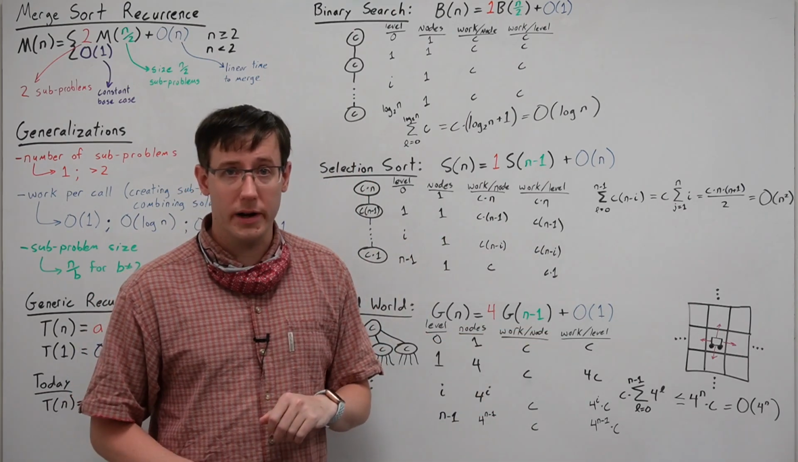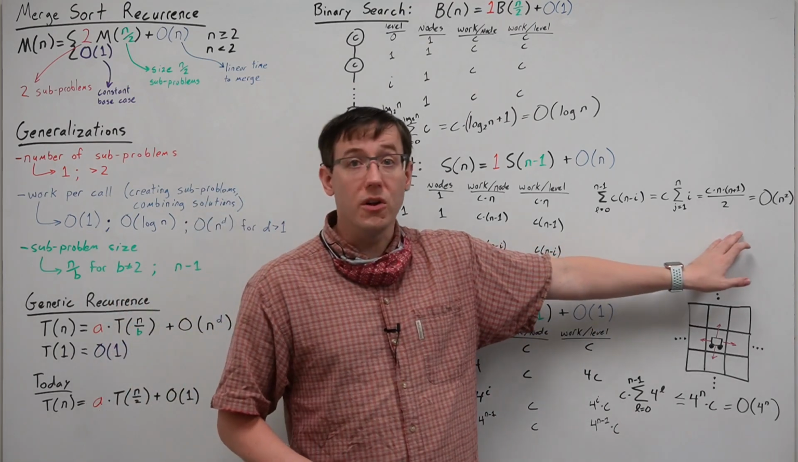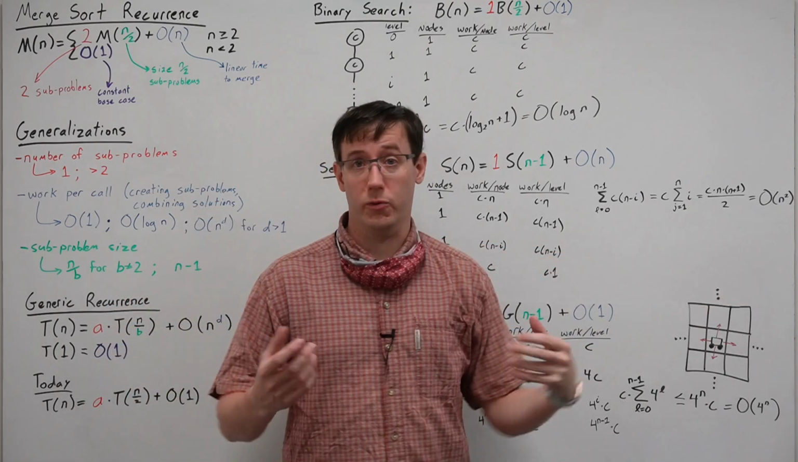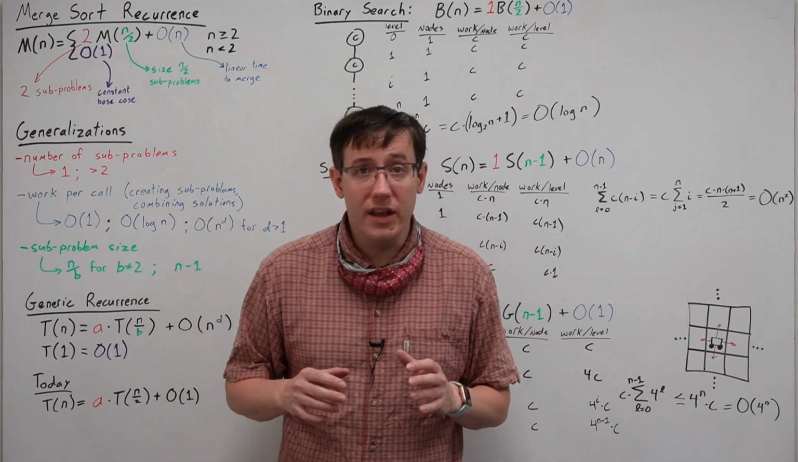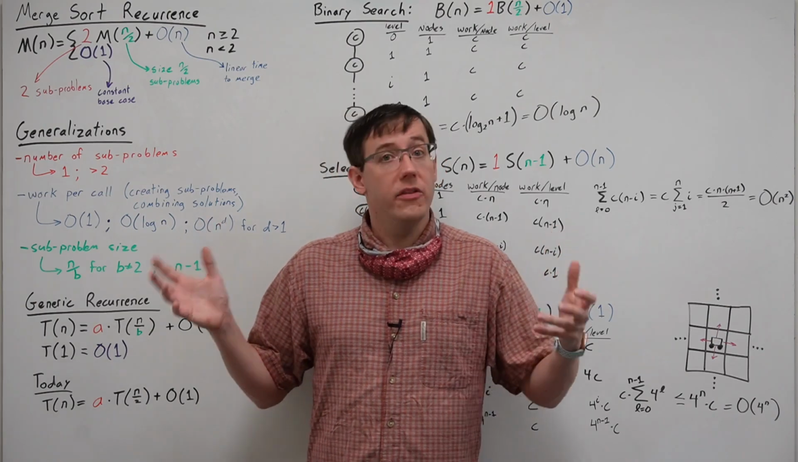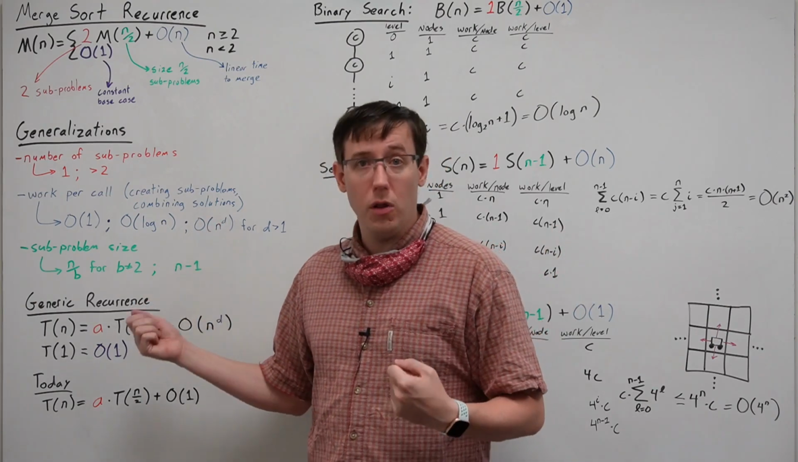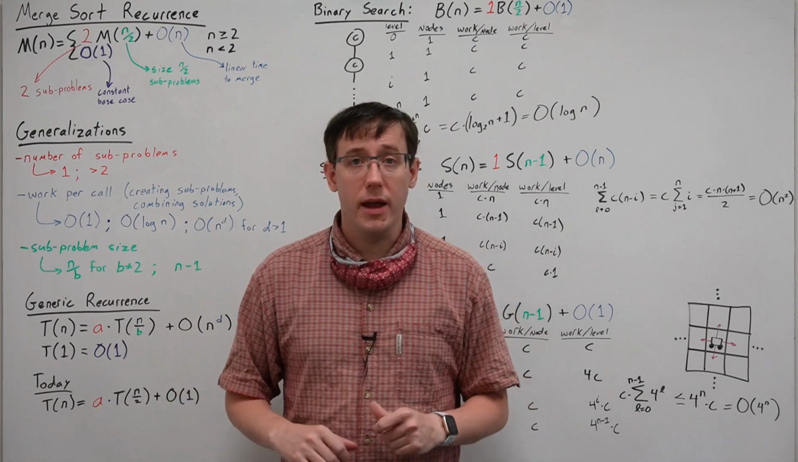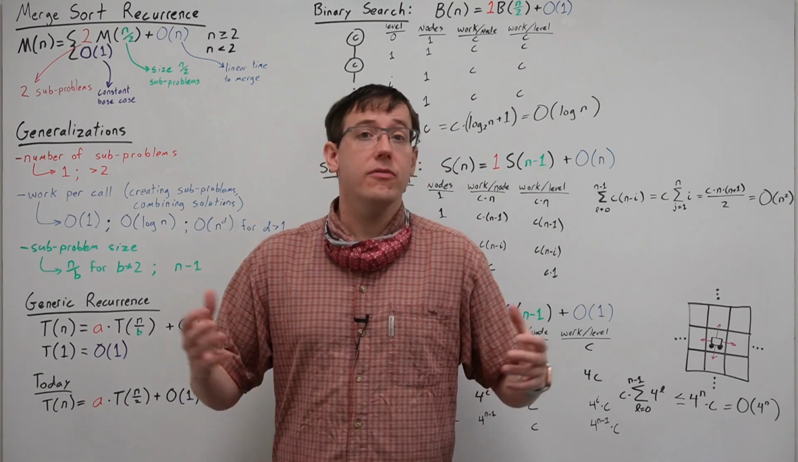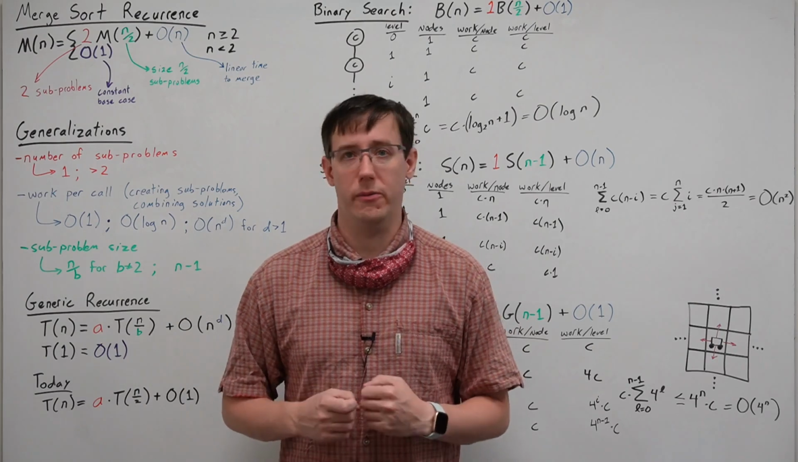Hopefully that's given you a bit more sense of some recursive algorithms we might encounter, the recurrences that describe their running time, and the resulting big O analysis of those recurrences. But now I'd like to take another step back and think about a more general recurrence relation that describes the running time of a wide variety of divide and conquer algorithms.